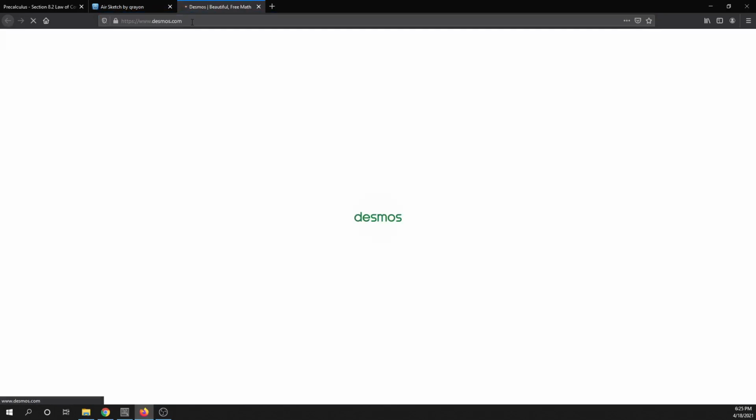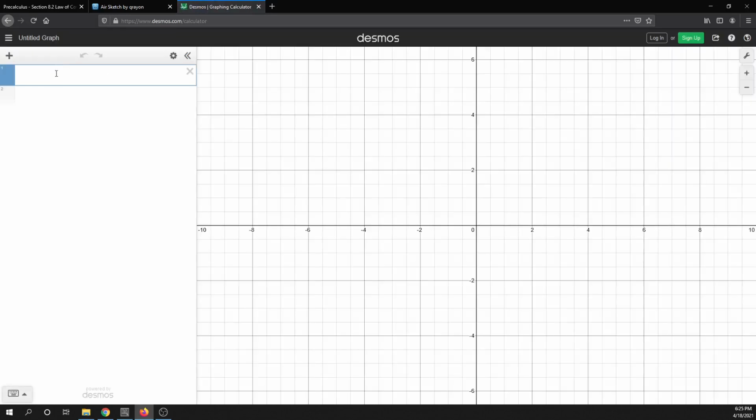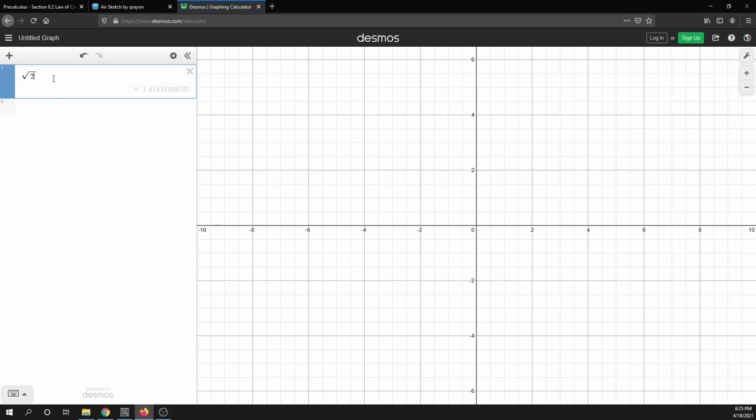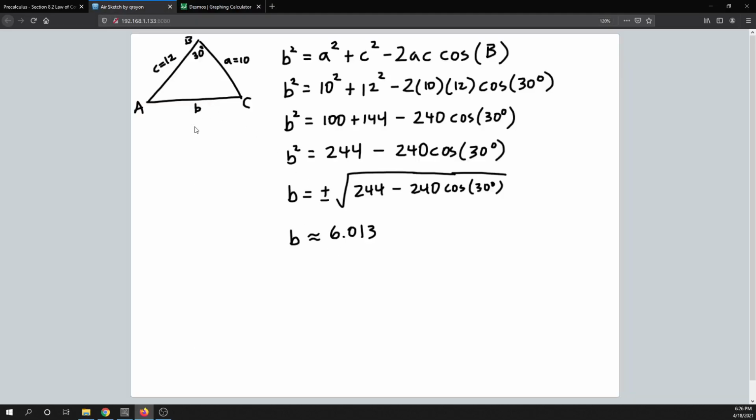I'm just going to use Desmos. And it's the square root of 244, and I need to make sure that we are in degree mode. 244 minus 240 cosine 30. And I get that B is approximately 6.01. Let's just go 3 decimal places here. 6.013. Okay. All right, so I found B. And I know what that is.